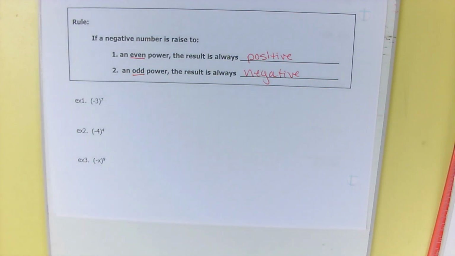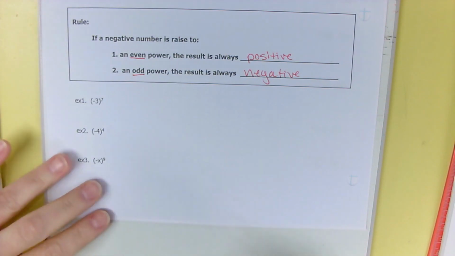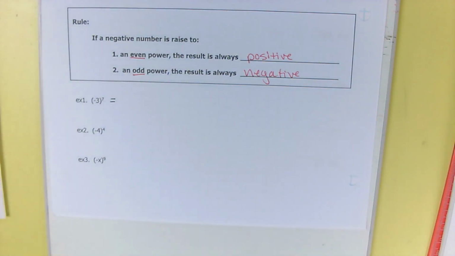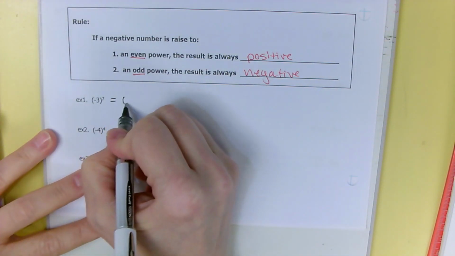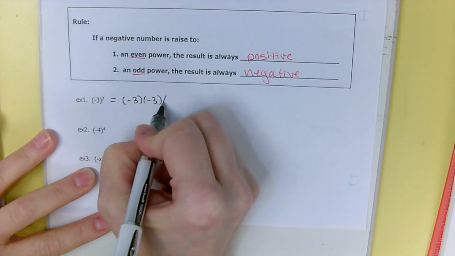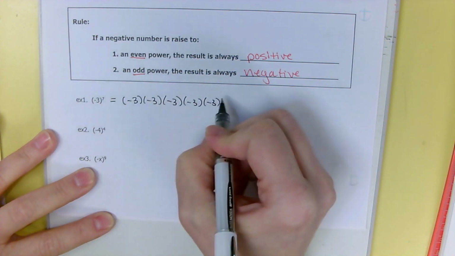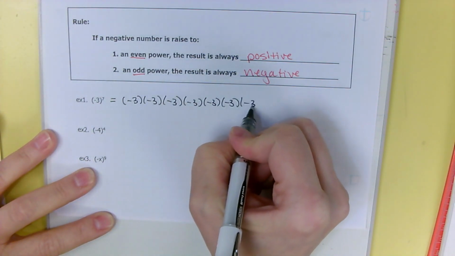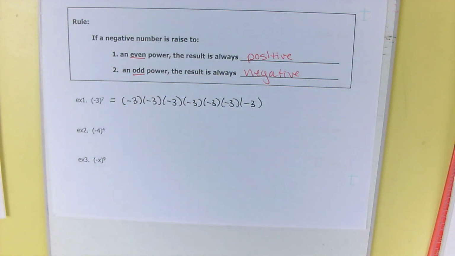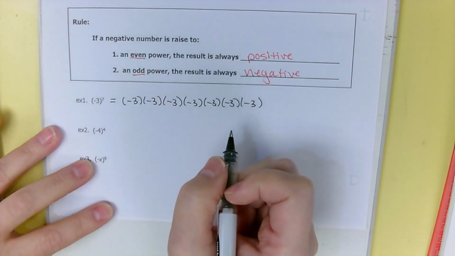I have negative 3 to the power of 7. So if I don't know this rule, I'm going to have a rather long process because I have to write 7 3s next to each other. 1, 2, 3, 4, 5, 6, 7. And then aside from figuring out what all that multiplies together to be, I have to figure out the signs on it. But this is why this rule works.